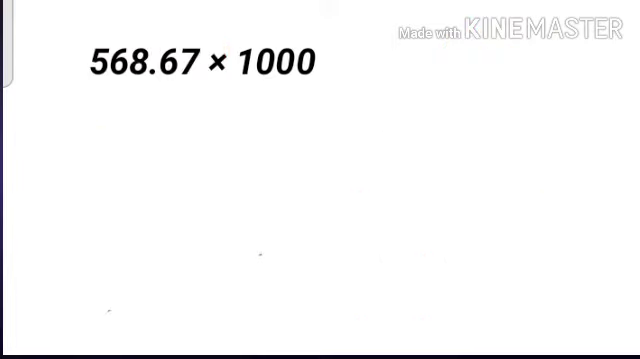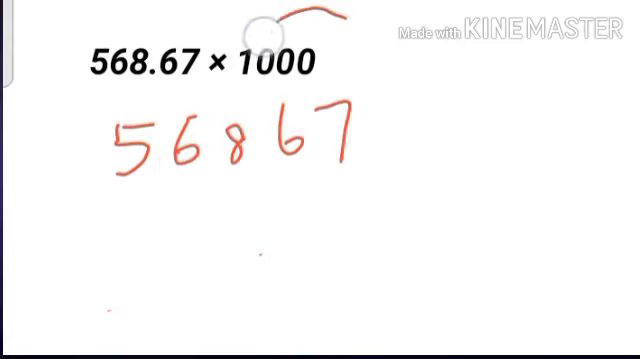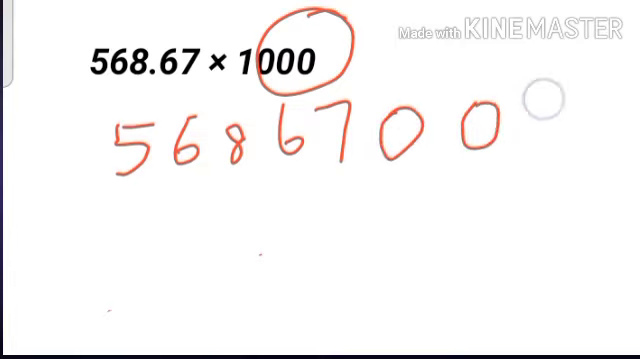We shall go for the next example. Again we have one example. You can consider 5, 6, 8, 6, 7, and if you multiply with the 3 zeros, what is the answer? You want to add 3 zeros in this number. Yes, we added. So actually this is the answer.